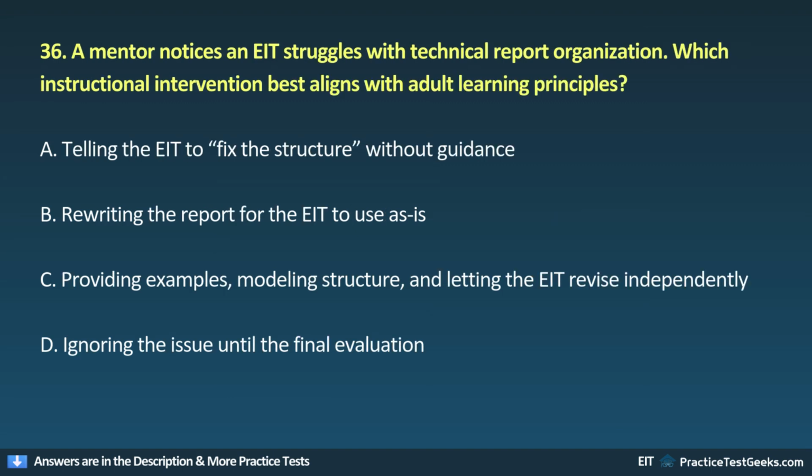36. A mentor notices an EIT struggles with technical report organization. Which instructional intervention best aligns with adult learning principles? A. Telling the EIT to fix the structure without guidance. B. Rewriting the report for the EIT to use as is. C. Providing examples, modeling structure, and letting the EIT revise independently. D. Ignoring the issue until the final evaluation.